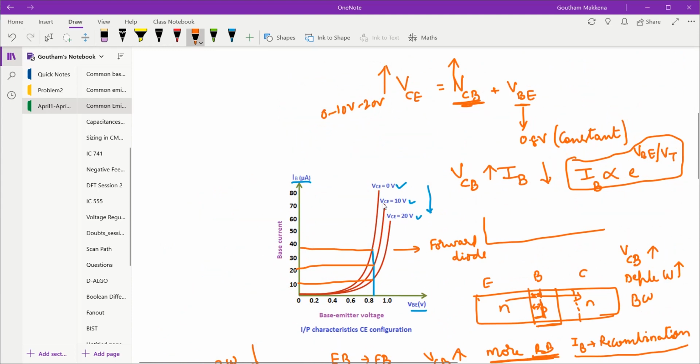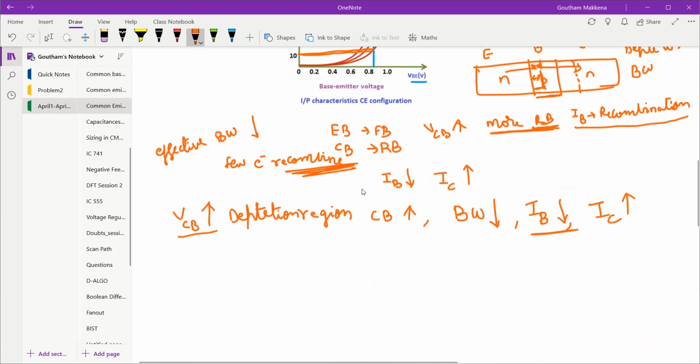When you increase VCE, at a particular VBE, VCB increases, and when VCB increases, IB reduces. That is what the family of curves is showing over here. The same reasoning applies for the input characteristics of the common base configuration. Now go back to that lecture and try to connect the dots. So this is how the input characteristics look for a common emitter configuration.